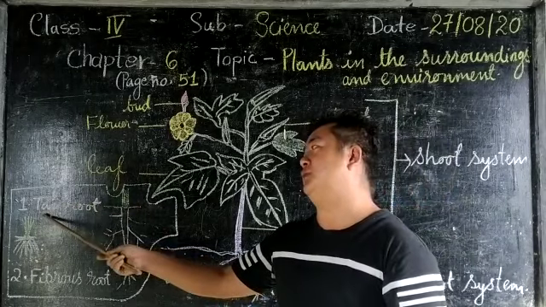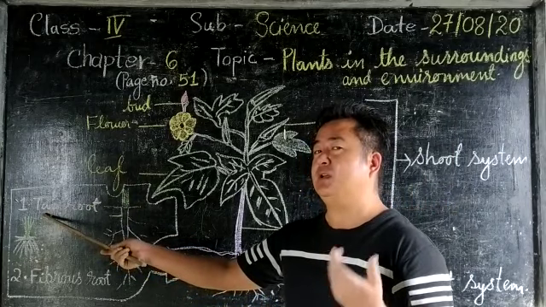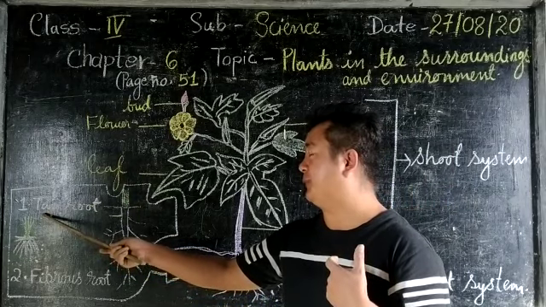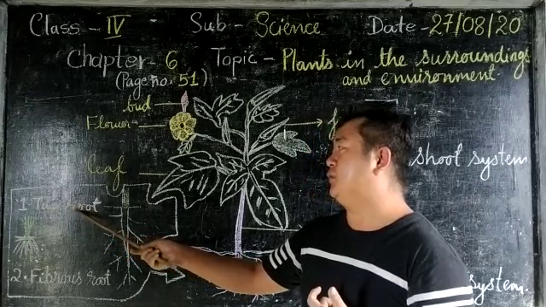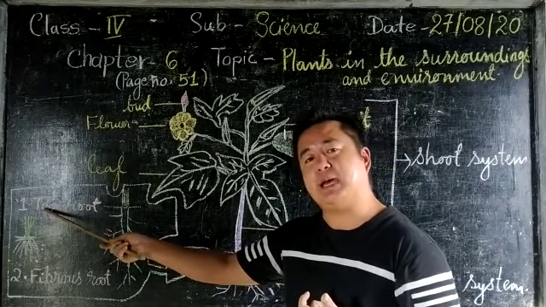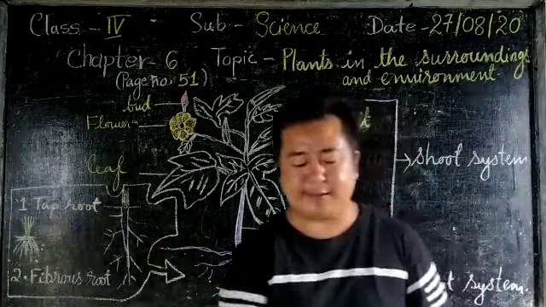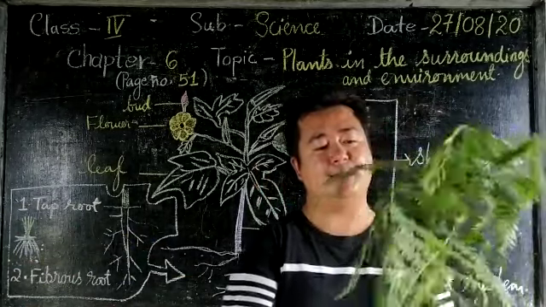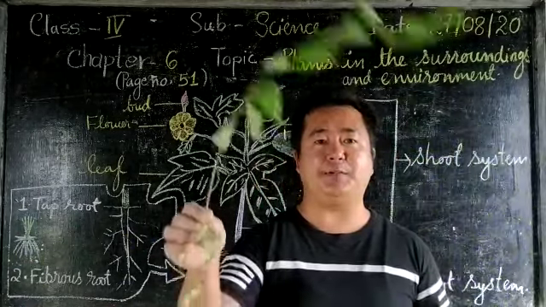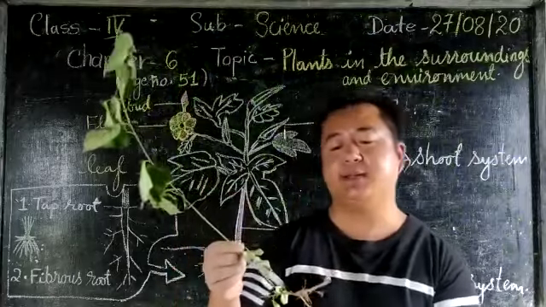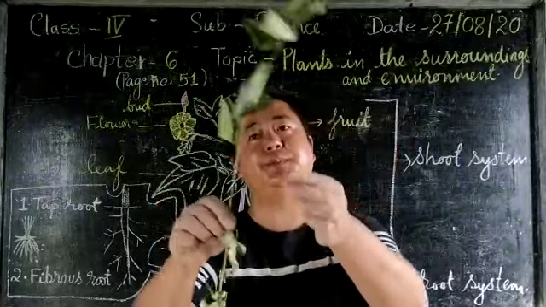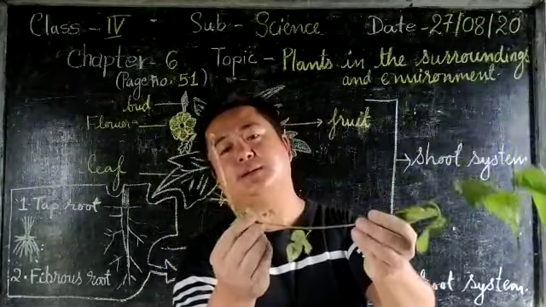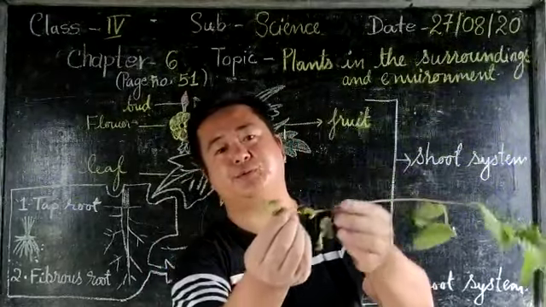We can see the root is a taproot. For this example, I have brought some of the plants that are found in a locality, but I don't know the exact name of this. See, this is also one of the plants that consists of taproot.